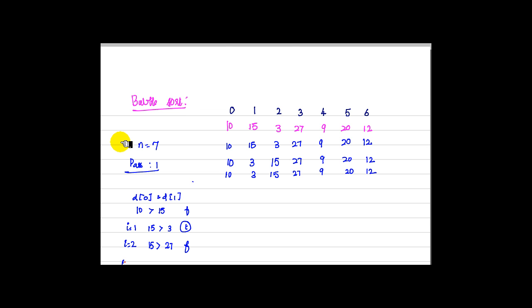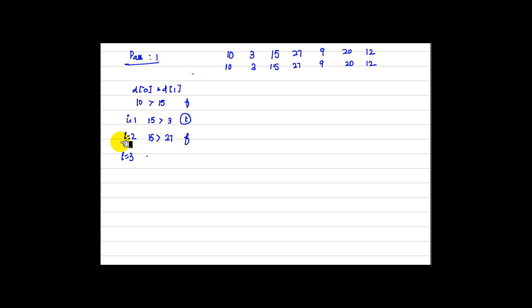Now we have i equal to 3. We are checking the third position: is 27 greater than 9? Yes, it is true. If it is true, we interchange the elements. So 9 and 27 get interchanged, and the rest of the positions remain the same for the other elements.